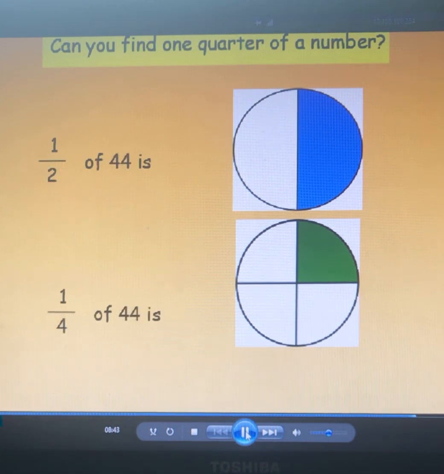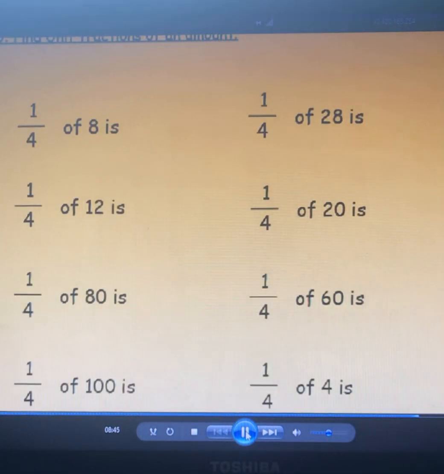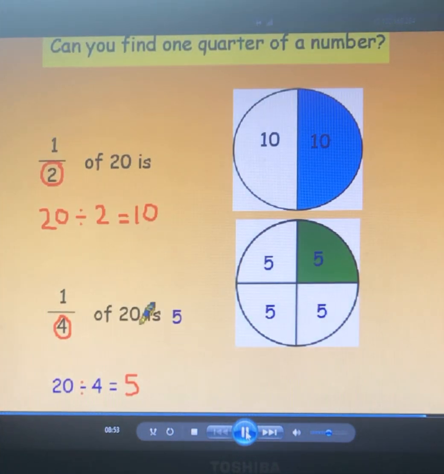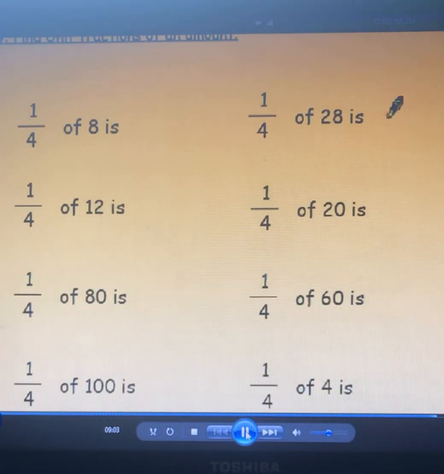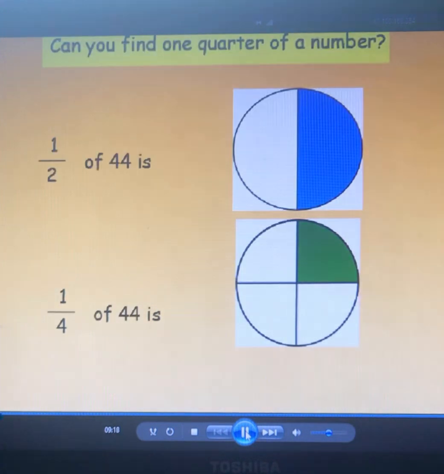With your work today, what you're going to be doing is finding quarters of numbers. You can do it one of those 2 ways. You can either divide the number by 4, or it's probably easier just to half it and half it again. You've got quite a few to do. You've got 8 to do. So you'd have to half 8 and then half it again to find 1 quarter, because a quarter is half of a half. That's why you're going to be halving the number twice.